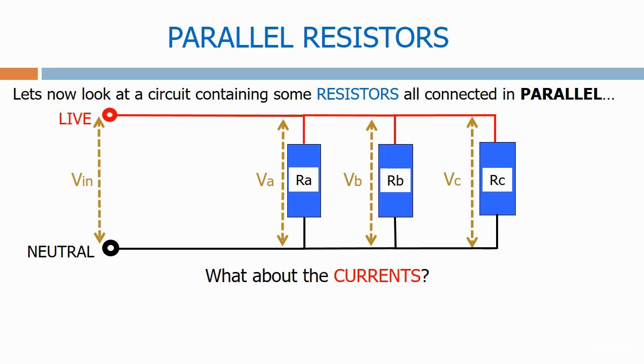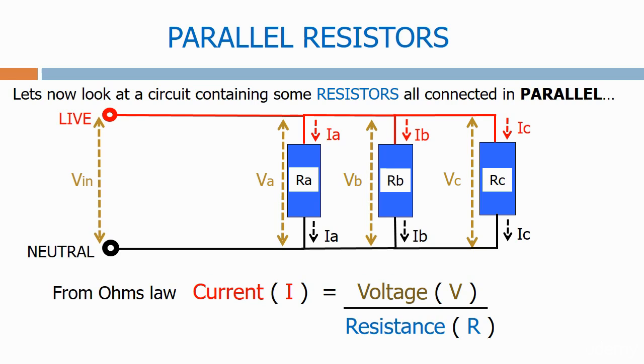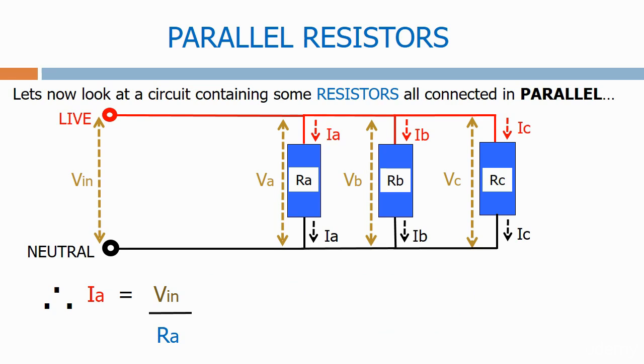What about the currents? We have current IA flowing through RA, current IB flowing through RB, and current IC flowing through RC. From Ohm's law, current equals voltage divided by resistance. Therefore, IA equals the input voltage divided by the value of RA. IB is the input voltage divided by the value of RB, and IC is the input voltage divided by the value of RC.